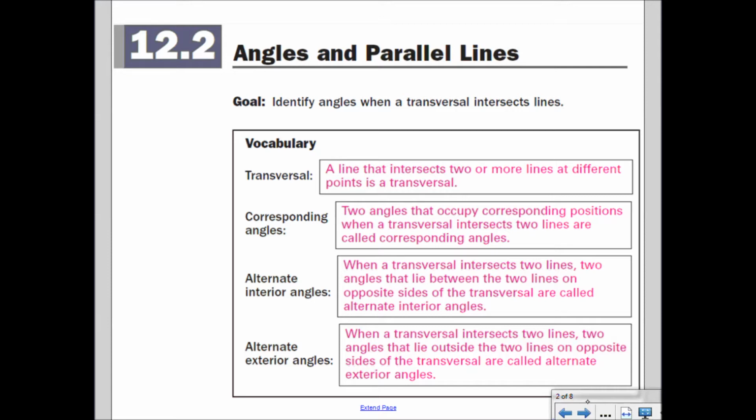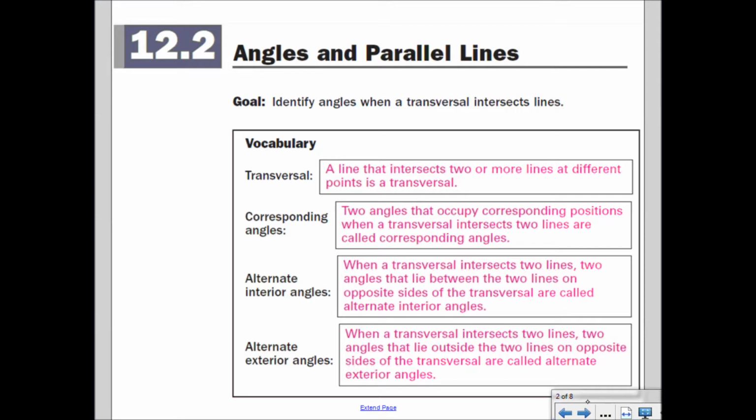Two angles that occupy corresponding positions when a transversal intersects two lines are called corresponding angles. When a transversal intersects two lines, two angles that lie between the two lines on opposite sides of the transversal are called alternate interior angles. They're on the inside of our two lines.